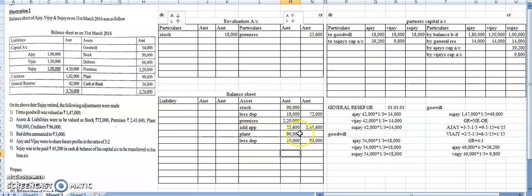Plant, it was 90,000. Now it is 80,000. So it is decrease in the value of asset. Asset side, decrease in the value. So decrease in the value of asset, we can see here it is debit side. So plant and decrease, how much decrease? It is 10,000 decrease. So I am writing 10,000 here. Okay. So we will go for the next.